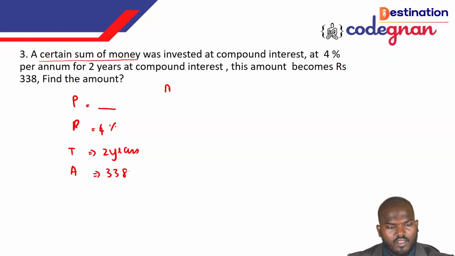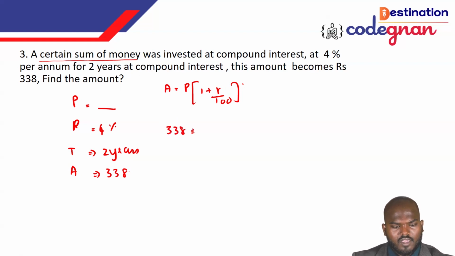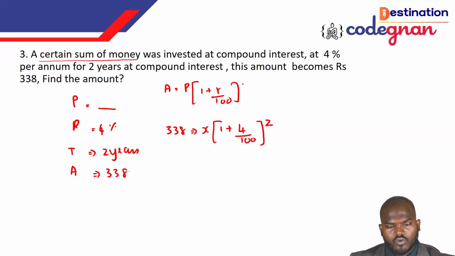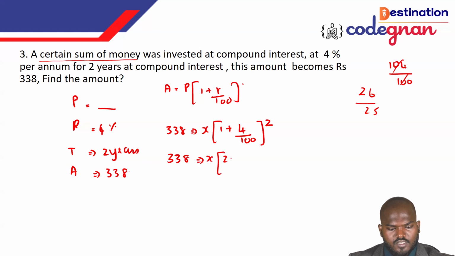Now I can apply the formula: amount is equal to P times (1 plus R by 100) to the power t. So, guys, amount is equal to 338. Principal I don't know, so I'm calling it x. 1 plus R is 4 over 100, and the number of years is 2. Once I work this out, it will give you the value 104 by 100. If you cancel this, it will give you 26 by 25. So 338 is equal to x times (26 over 25) whole squared.